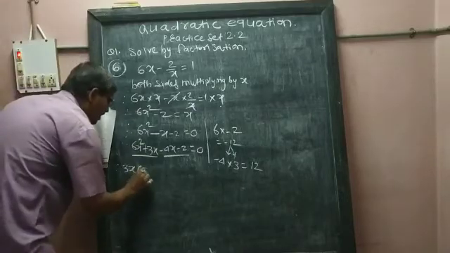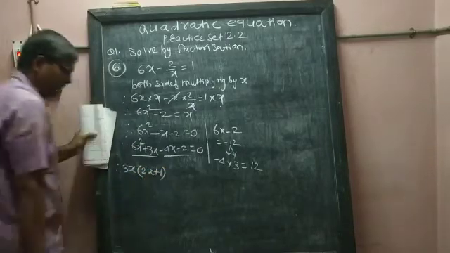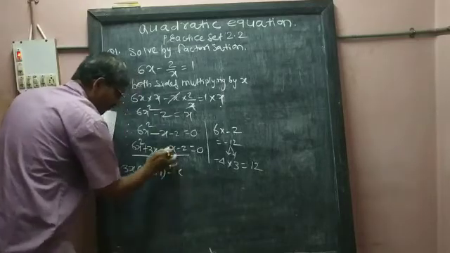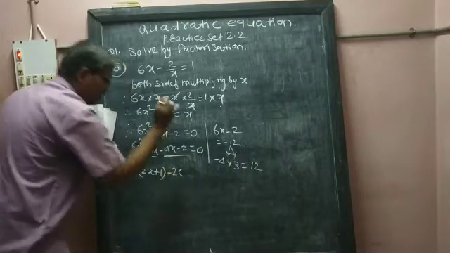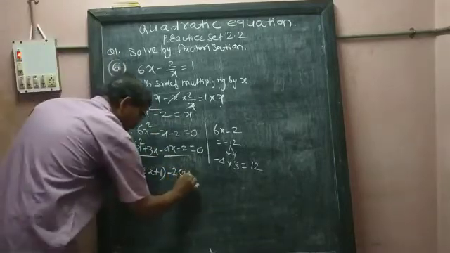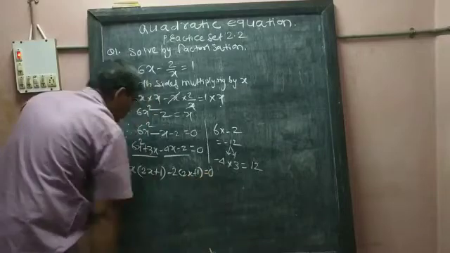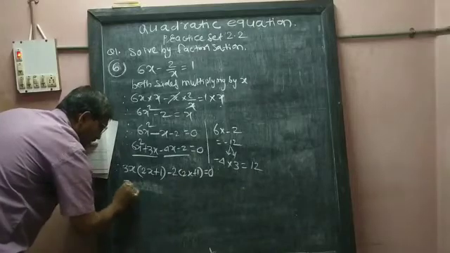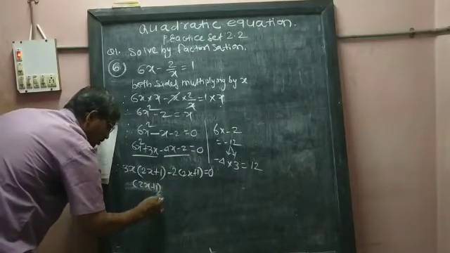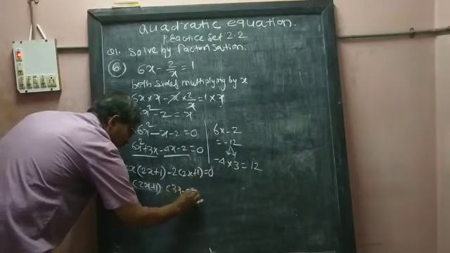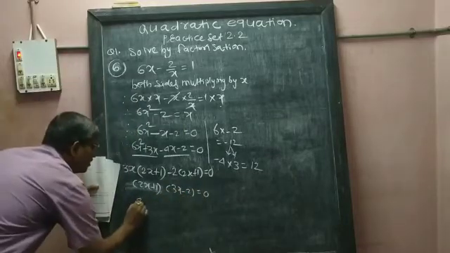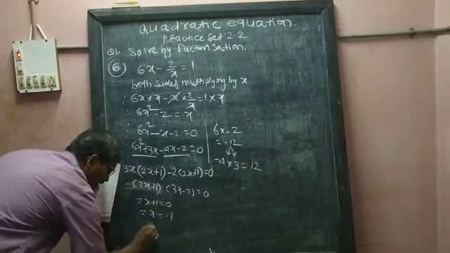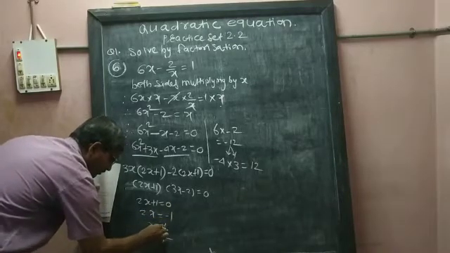Then here what is remaining? 2x plus 1. Here minus 4. Sorry. Here from minus 4x minus 2 we should take minus 2 common. What is remaining? 2x plus 1 is equal to 0, and then 2x plus 1 is in the first bracket, 2x plus 1 in the second bracket, 3x minus 2 is equal to 0. Thus we write 2x plus 1 is equal to 0, means 2x is equal to minus 1, x is equal to minus half.